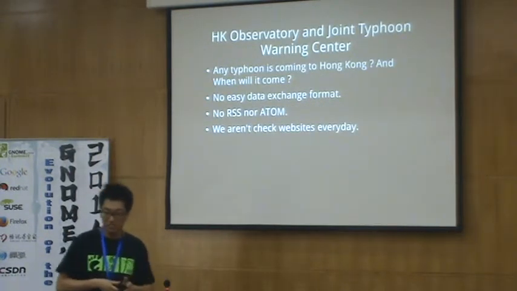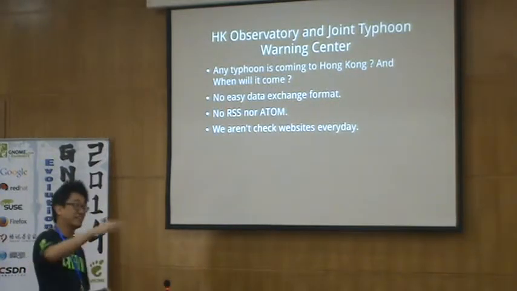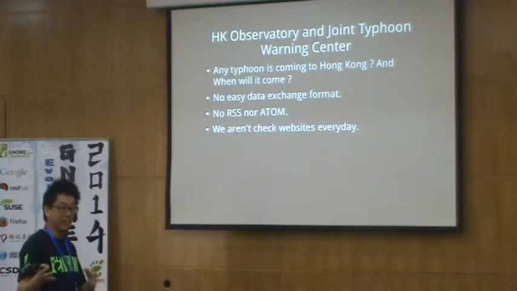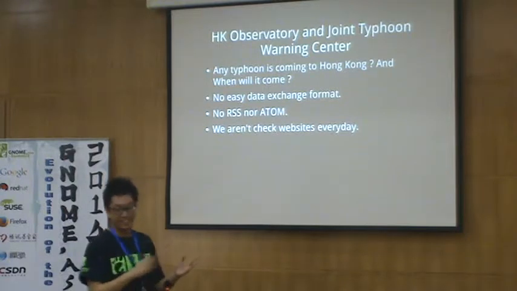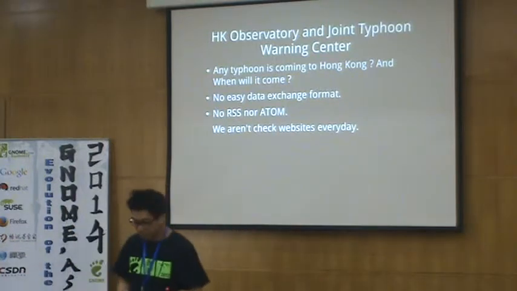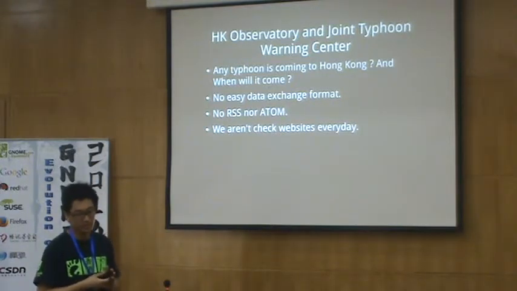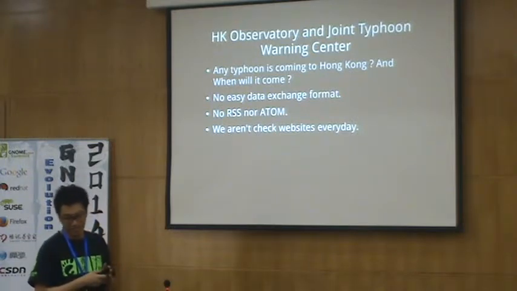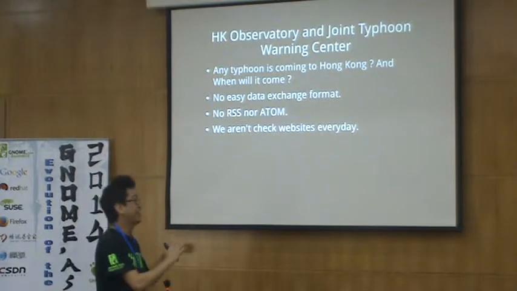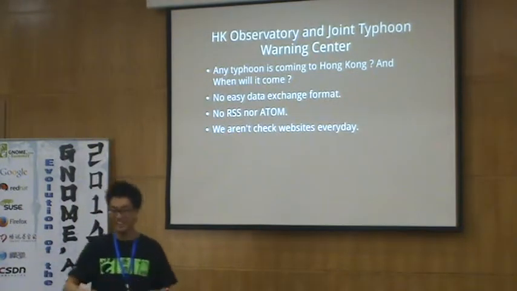And in Hong Kong, people always want to know if any typhoon is coming to Hong Kong, because when a typhoon hits Hong Kong directly, usually Hong Kong people will get one additional holiday. So they are very focused on knowing whether any typhoon is coming to Hong Kong. But as I previously mentioned, there is no open data available from the Hong Kong authority, and also no RSS support as well. And I cannot check the Hong Kong Observatory website or the Joint Typhoon Warning Center every day, because I need to work.